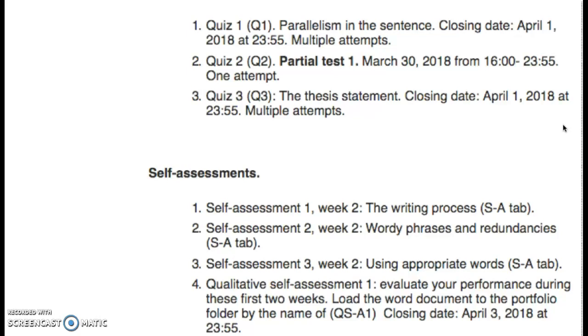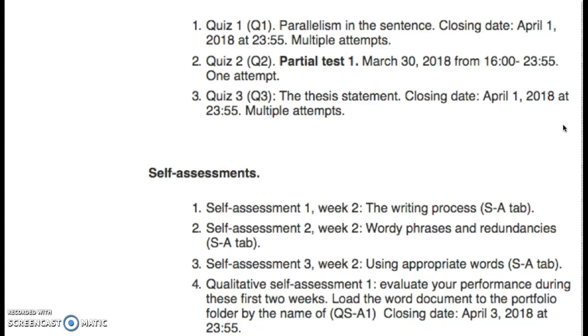The first exercise is about parallelism in the sentence, which is studied in the language corner again, and the third exercise is on the thesis statement, which is a practice exercise. For both exercises, quiz 1 and 3, you have multiple attempts. Then on Friday, you have the first partial test, which is about writing a thesis statement.